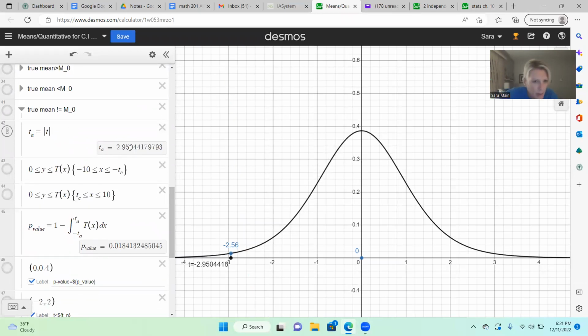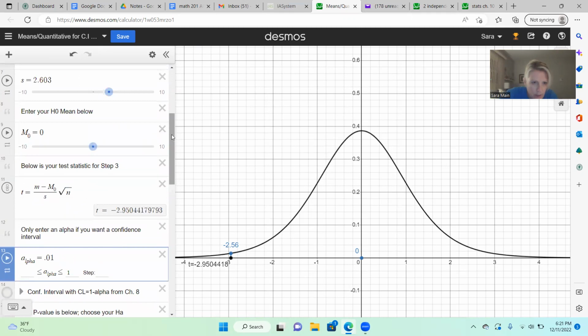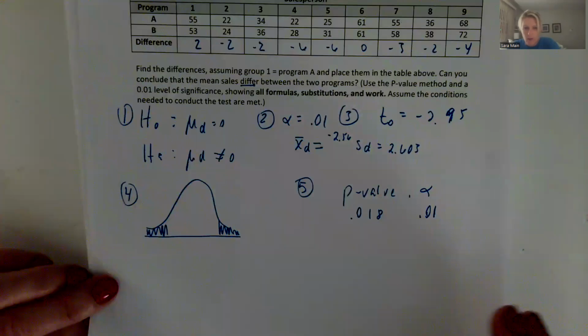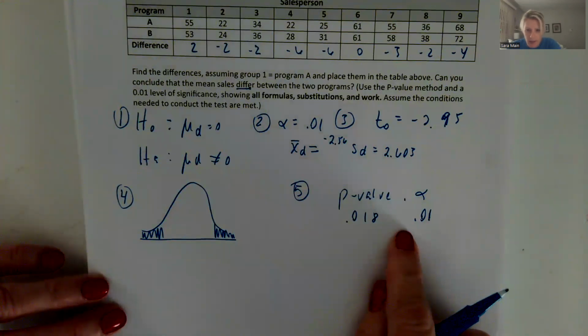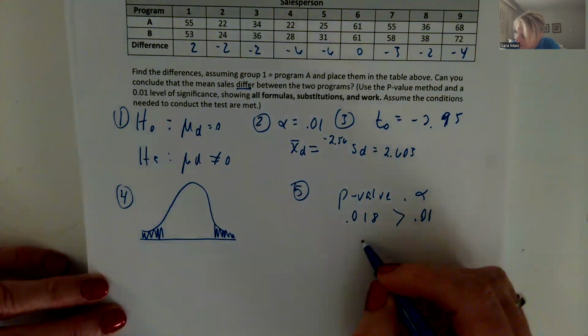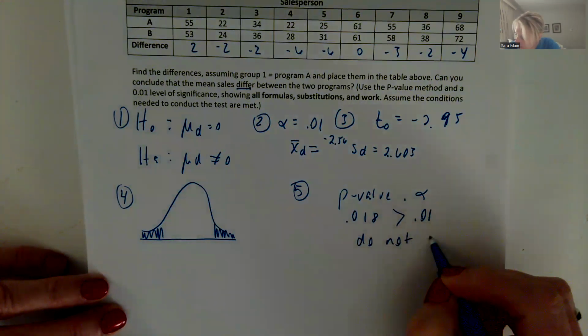And it's okay that it came out positive because they're symmetric. We're just doing a two-tailed not equal to. So my p-value is 0.018. Make sure you enter everything correctly up here. And let's go back to our paper here and see that we'll compare to alpha. And my p-value is slightly bigger than alpha. So we do not reject H0.